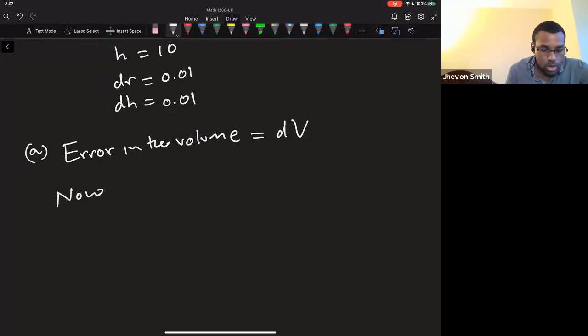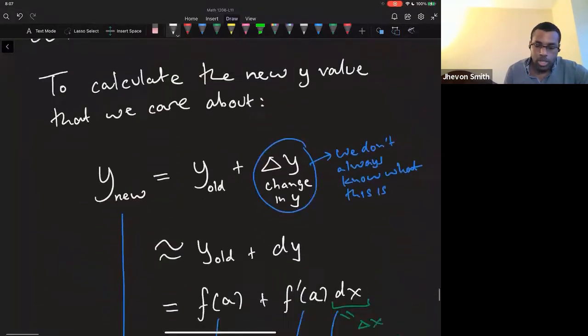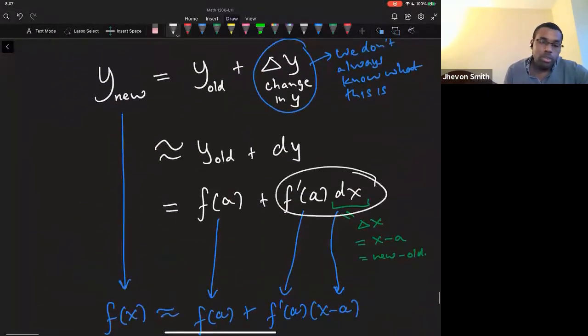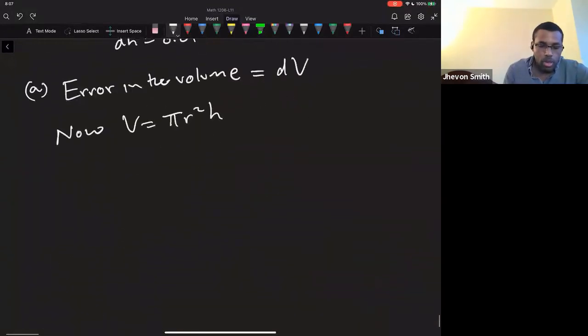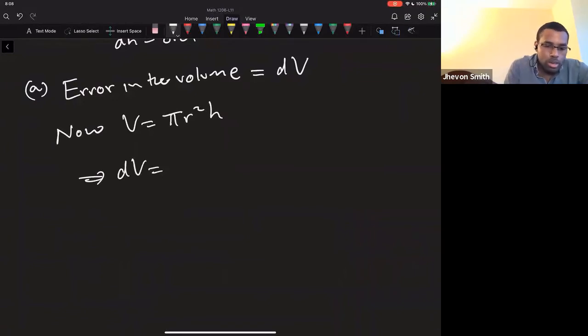Now, v equals, remember that this is pi r squared h. So you're going to go through, you're going to take derivatives. You can look at this as implicit differentiation, or you can look at it as this expression here, where you take the derivative of the thing times the change in the independent variable at that point. So what we would do here is that dv would be, you have two functions here, so you need the product rule.